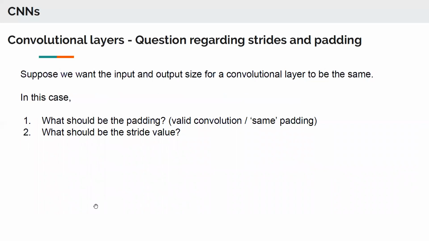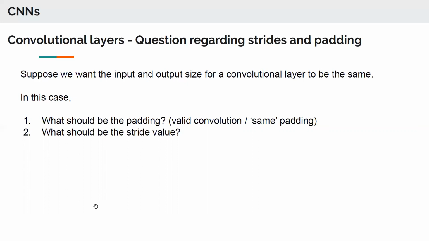Okay, so this is just a small question to see if we have understood these concepts clearly or not. Let's say we want to define a convolutional layer such that the input size and the output size should be the same. Then should we do padding or should we not do padding? And what should be the stride value for this convolutional layer?